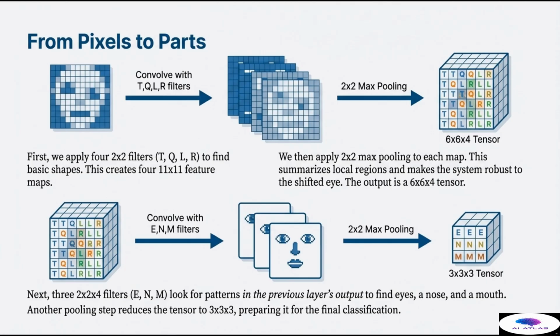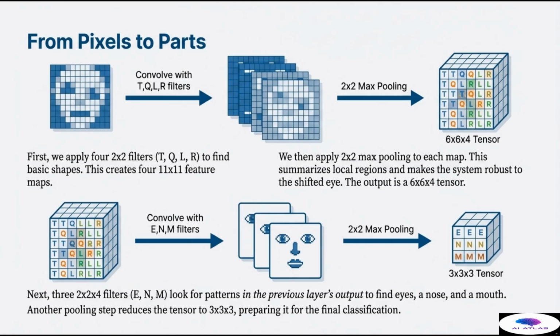Next, Layer 2 begins to form parts from these primitives. We introduce three new filters: E, eye; N, nose; and M, mouth. These are now 2x2x4 filters, meaning they look for patterns across all four channels of the previous layer's output simultaneously. For example, the eye filter E might look for a specific configuration of T, Q, L, and R primitives to confirm the presence of an eye.